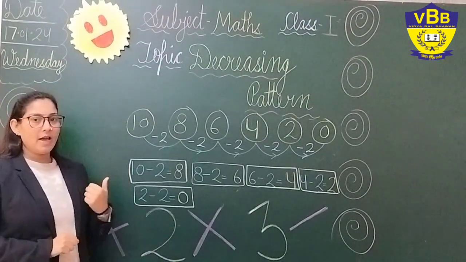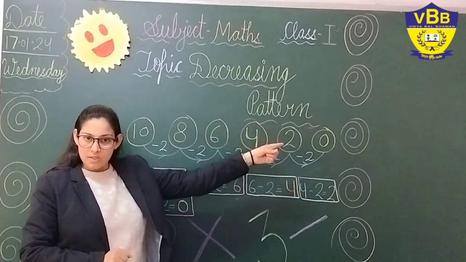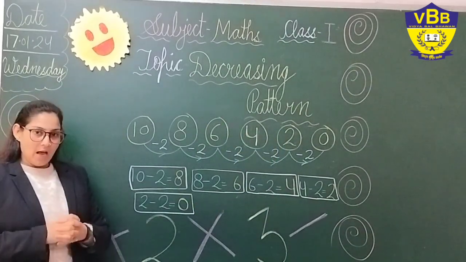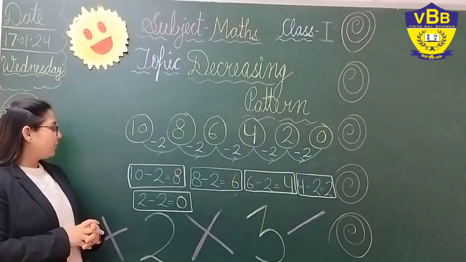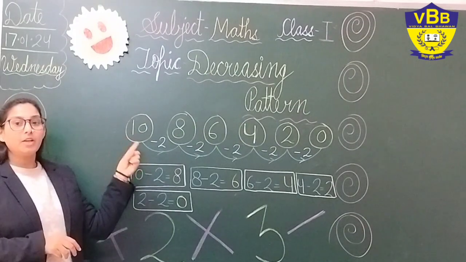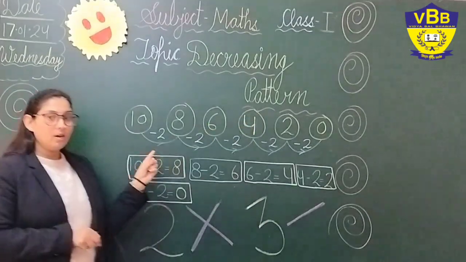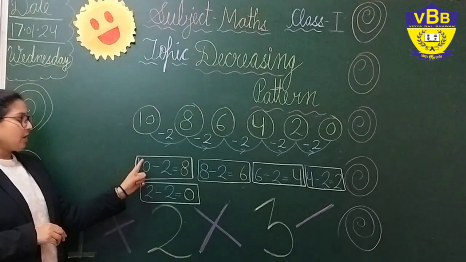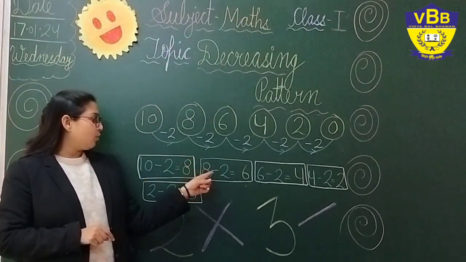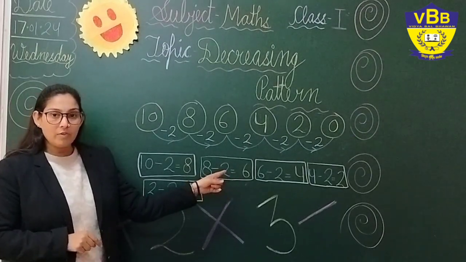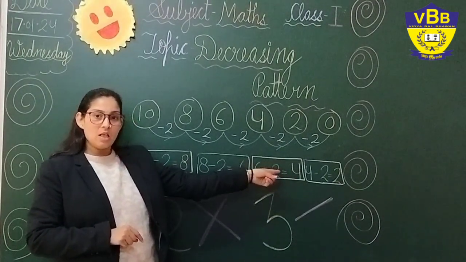Now look at what I have written: 10, 8, 6, 4, 2, 0. Because we are doing decreasing pattern, what have I done here? I have subtracted 2 every time. When we subtract 2 from 10, we get 8. When we subtract 2 from 8, we get 6. And when we subtract 2 from 6, the number is 4.